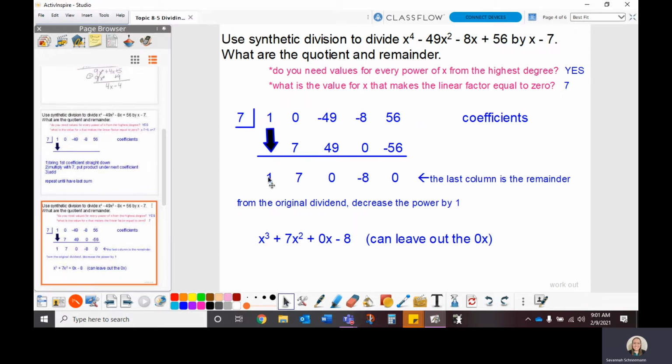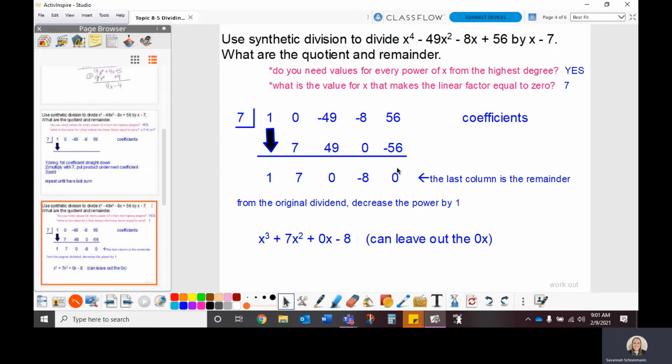So we bring the 1 straight down. We do 1 times 7, which is 7. So 0 plus 7 is 7. We then take this 7, multiply it by 7. We get 49. Negative 49 plus a positive 49 is 0. 0 times 7 is obviously 0, so negative 8 plus 0 is negative 8. And then finally, negative 8 times 7 is negative 56. And 56 plus negative 56 is 0.